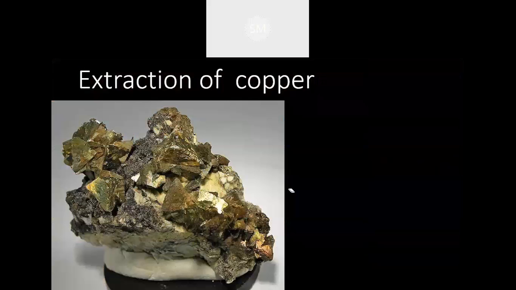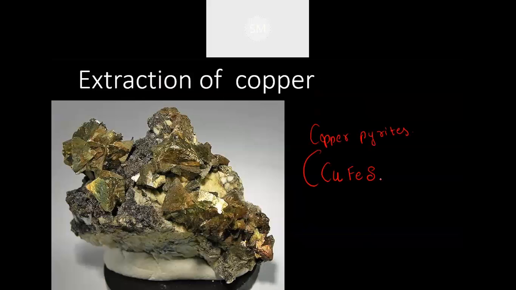Moving on with the next extraction, the extraction of copper. Copper is extracted from copper pyrite. Copper pyrite is the ore. I'll give you the formula. This is the copper pyrite ore, which I have displayed here. Copper pyrite has the composition CuFeS2. It has copper, iron and sulfur. It's a sulfide ore containing iron and copper.